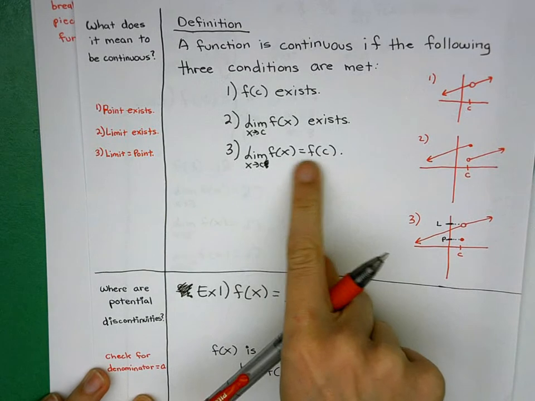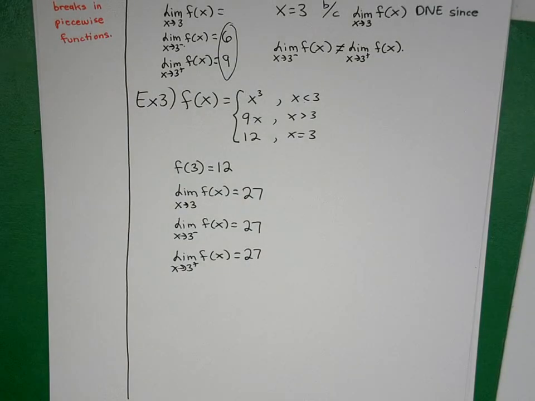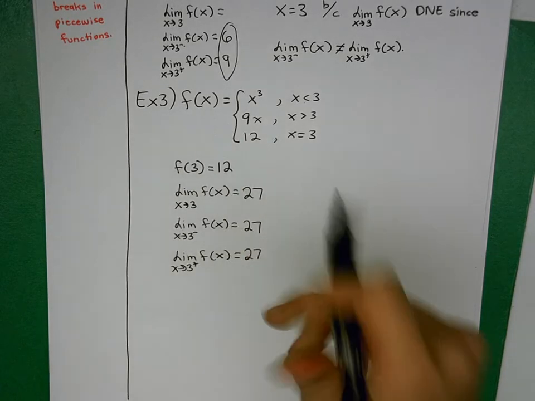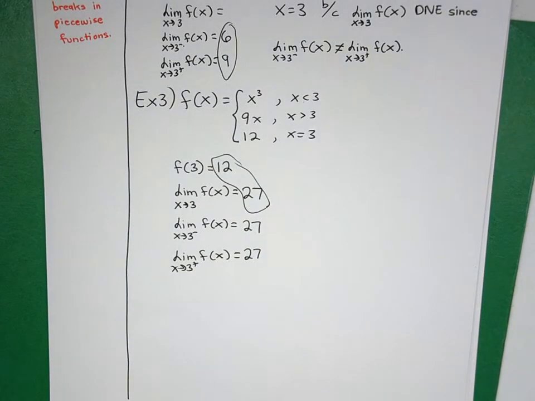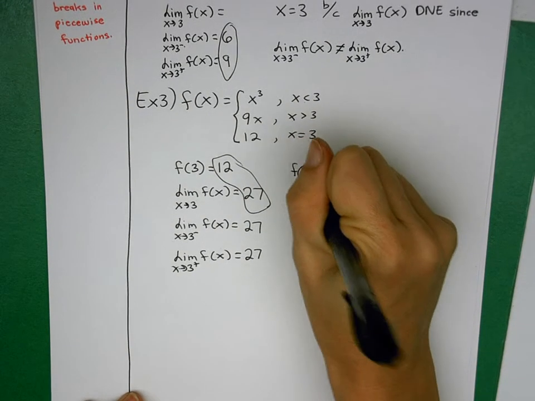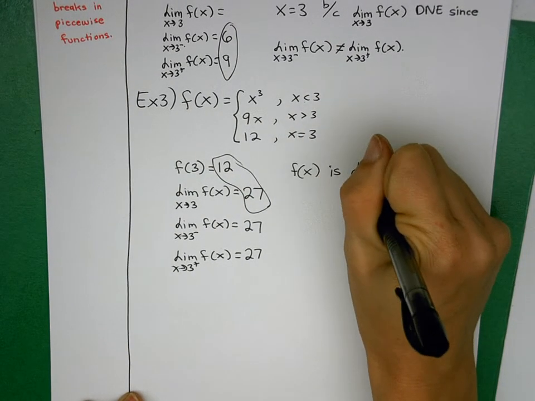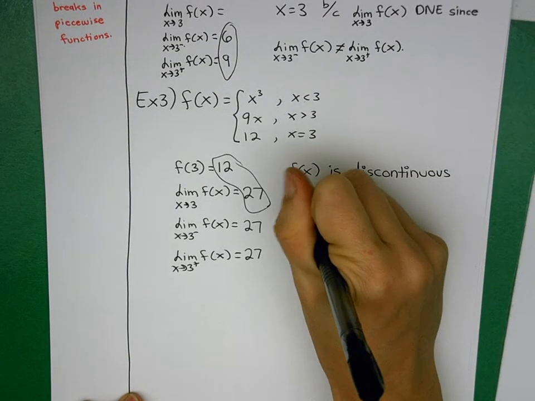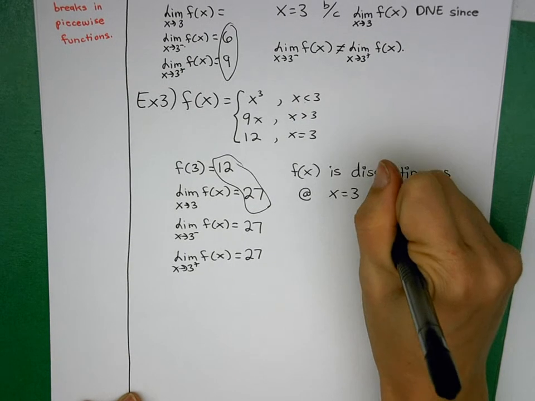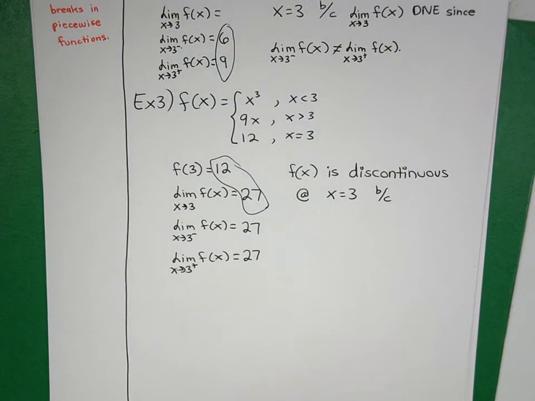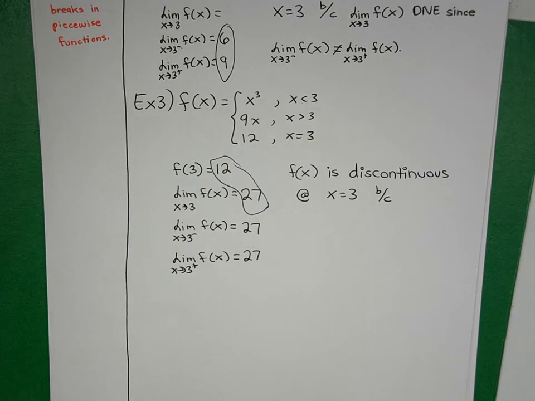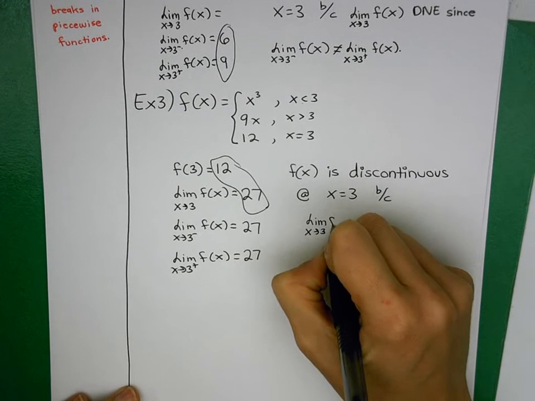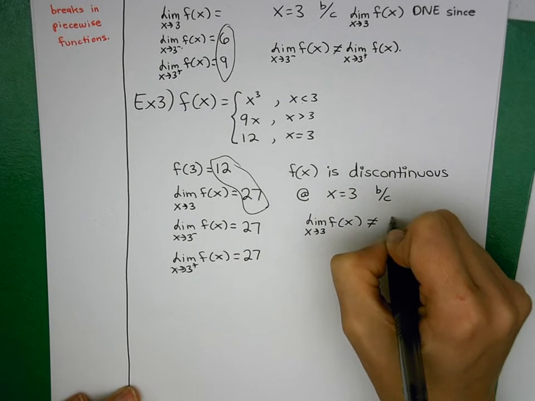Limit as x approaches c of f of x equals f of c. And I run into an issue there because my limit is 27, my point is 12. So there's my issue. Again, one more time, for f of x, we're going to answer the question. This is discontinuous, where it's discontinuous, at x equals 3, and why it's discontinuous. Which criteria did we break? In this case, it's the third one, that the limit as x approaches 3 of f of x does not equal f of 3.